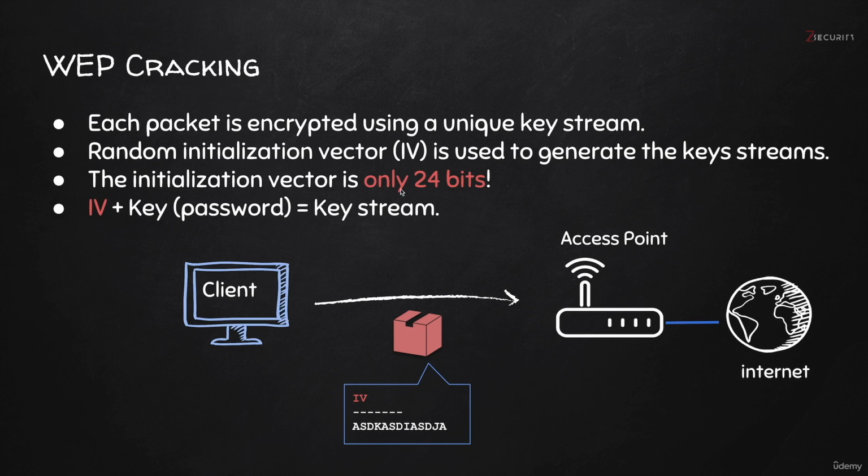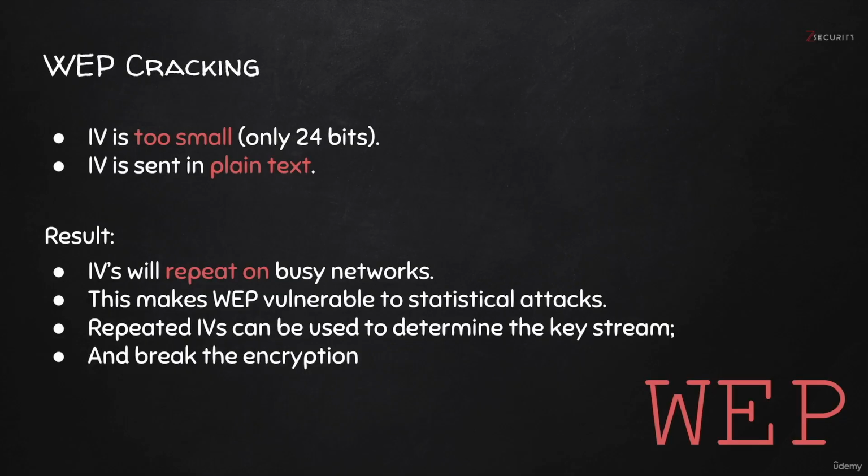Also, the size of the IV is only 24 bits. Now, considering the huge amount of traffic that can be generated on a Wi-Fi network, this number is not big enough, and the IVs will start getting repeated in a busy network. This makes WEP vulnerable to statistical attacks, so we can use a tool called AirCrack-ng to determine the key stream once we have enough repeated IVs, and from that it will also be able to crack WEP and give us the key to the network.